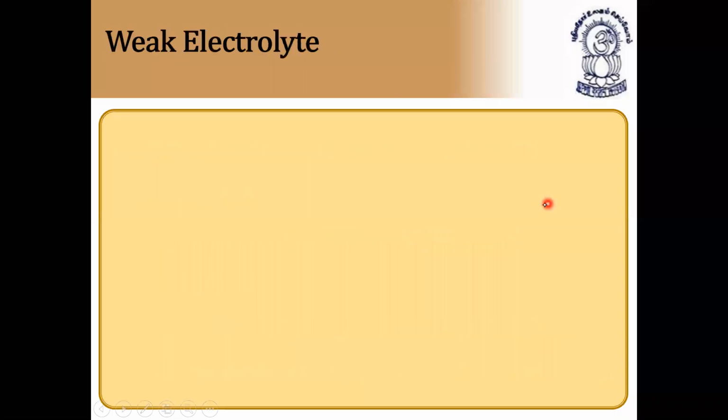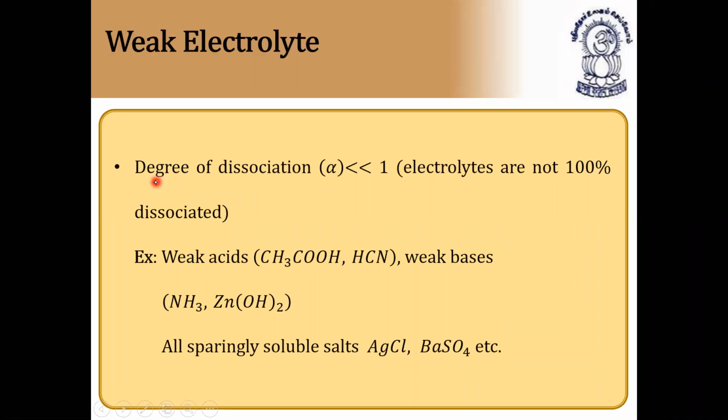Continuation now. In weak electrolytes, the degree of dissociation alpha is always less than 1. So they are not 100% dissociated. They are only partially dissociated. The word partially is important. Those which are partially dissociated into ions are called weak electrolytes.